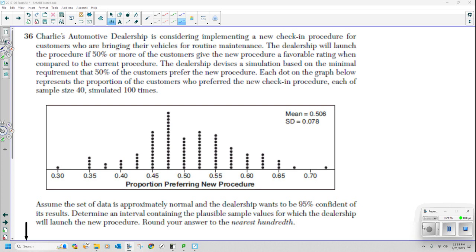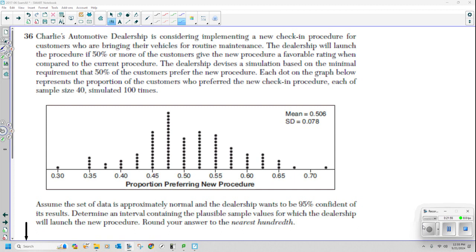Number 36. 2 more problems left to do. Charlie's automotive dealership is considering implementing a new check-in procedure for customers who are bringing their vehicles for routine maintenance. The dealership will launch the procedure if 50% or more of the customers give the new procedure a favorable rating when compared to the current procedure. The dealership devises a simulation based on the minimal requirement that 50% of the customers prefer the new procedure. Each dot on the graph below represents the proportion of the customers who prefer the new check-in procedure, each of a sample size of 40 simulated 100 times.